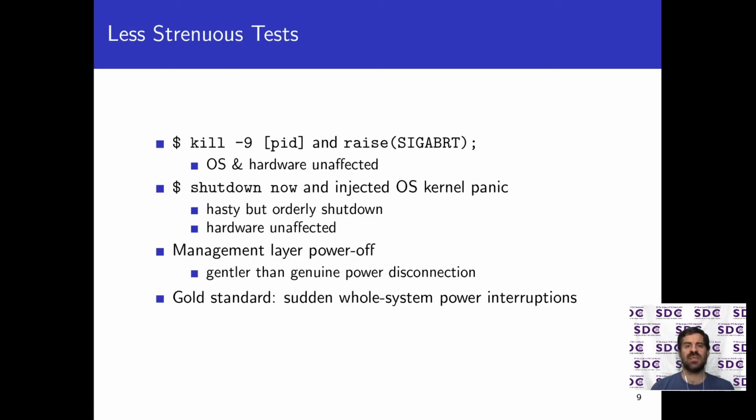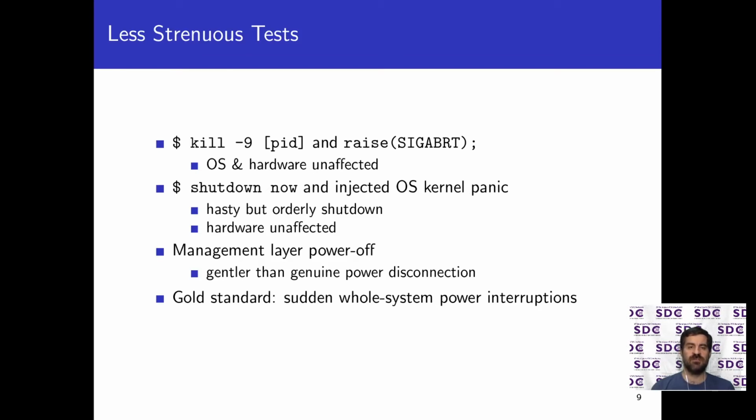It's fine to test against less strenuous kinds of failures. Such tests are easier and faster than power cutoffs and may reveal bugs. However, gentler tests do not stress the system like sudden whole system power interruptions. Killing processes internally or externally is a kind of crash, but it doesn't stress the OS or hardware. Shutting down the kernel in one way or another pulls the rug out from under an application, but it's an orderly shutdown even if it is done in haste, and it doesn't stress the hardware.